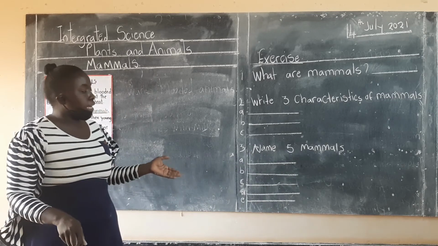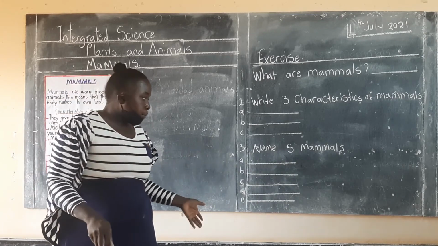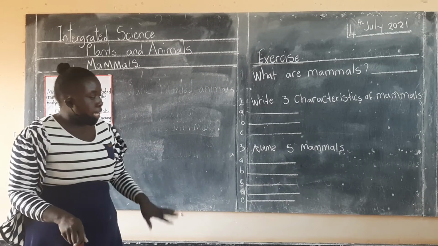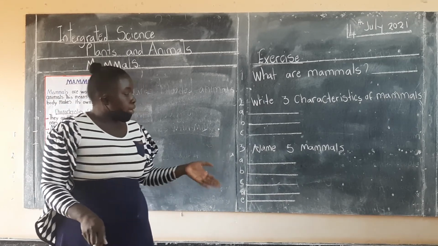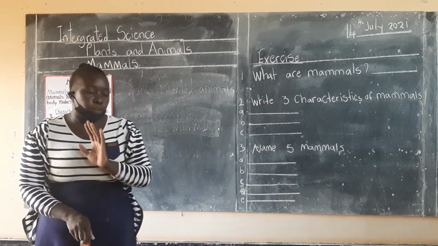And number 3, name 5 mammals. Like I said, we have different types of mammals, so you are required only to name 5.